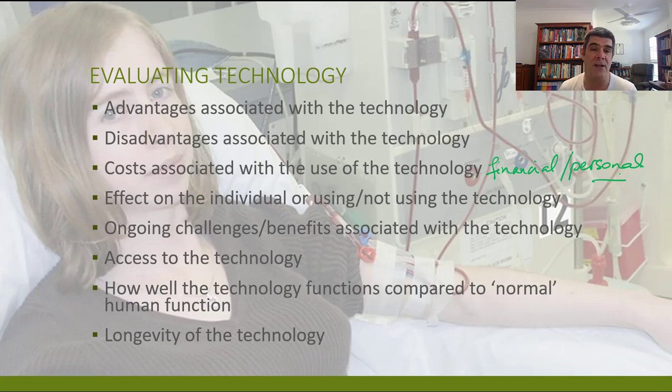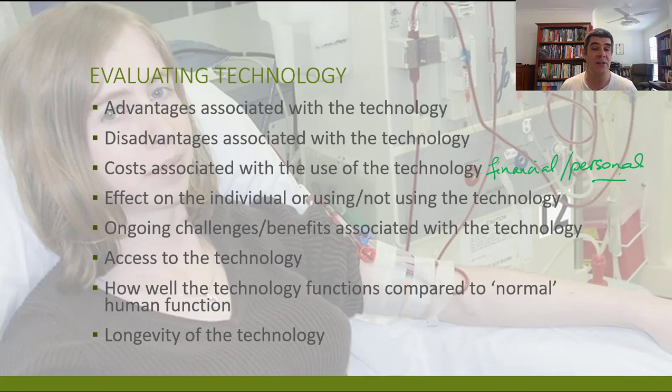So what are some of the advantages? Well, first of all, this patient is not effective at filtering their own blood. So that's going to lead to a buildup of wastes. It can also lead to fluid imbalances. Obviously, they're not going to have the same ability to regulate their water levels, salt levels, and so on.